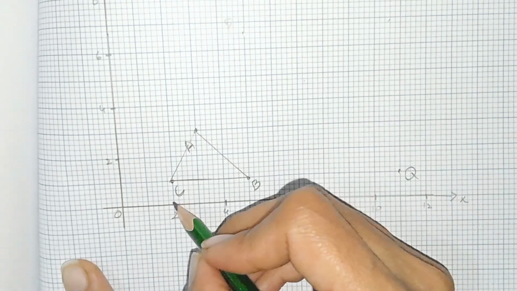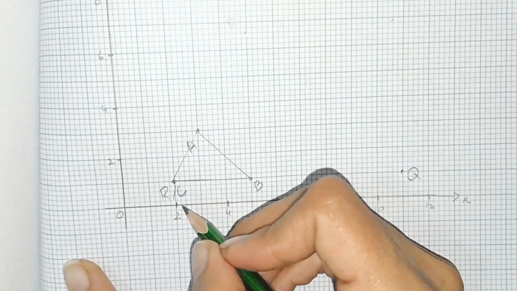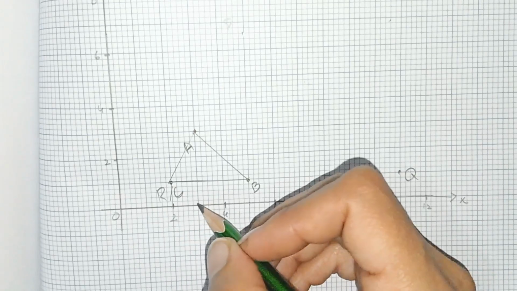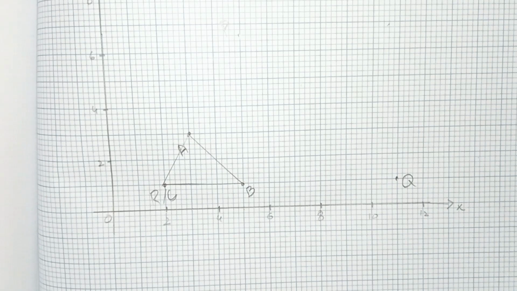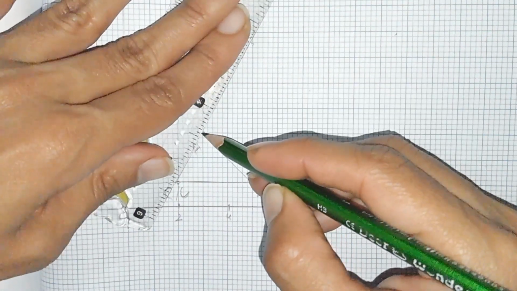And R is (2, 1). R and the C point are the same. It means this is the invariant point and this is the center of enlargement also. Now we have to join these points and make the triangle.